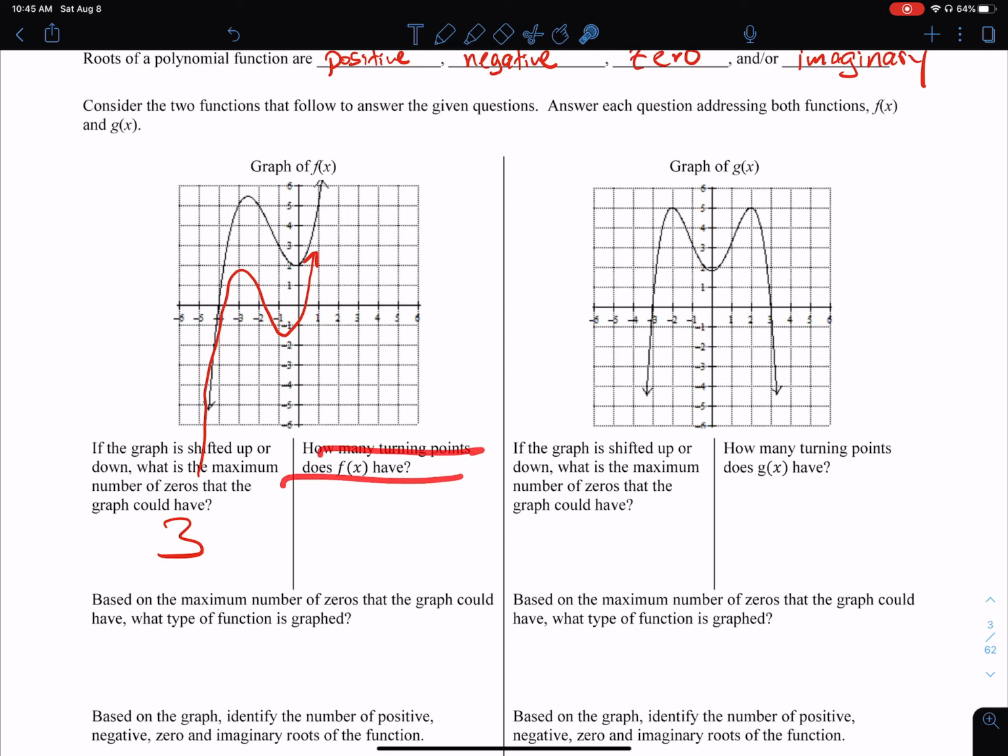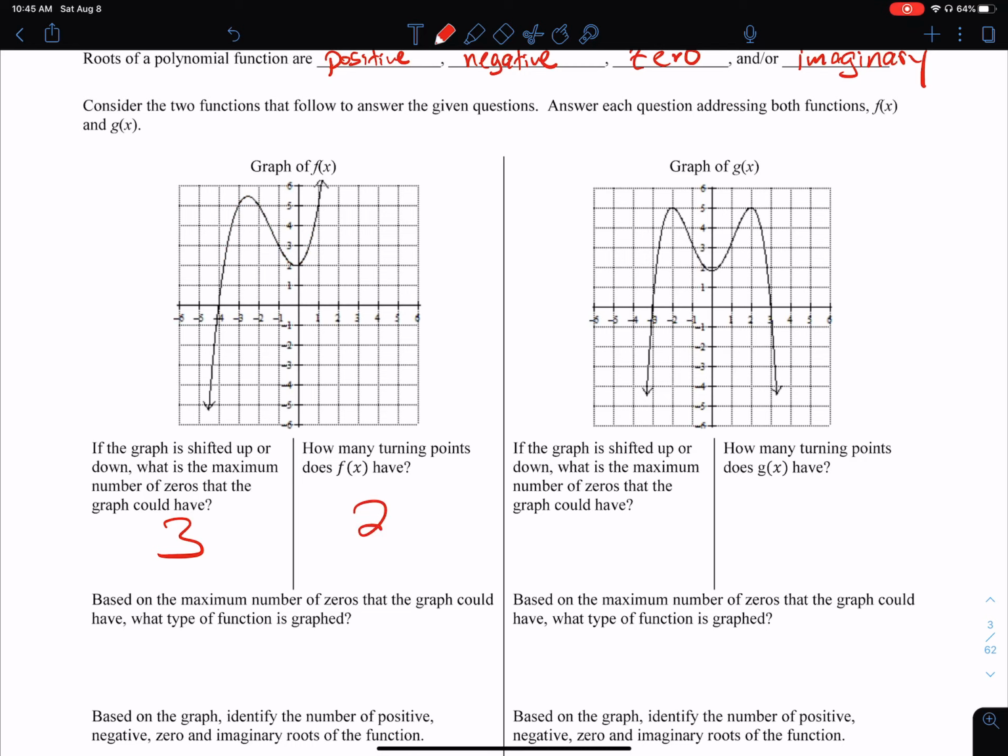How many turning points does this function have? So this is a turning point. That's where it changes from increasing to decreasing. This is a turning point. It's where it changes from decreasing to increasing. Another way to ask the question, how many extreme values does it have? It has 2 extreme values, has 2 turning points.